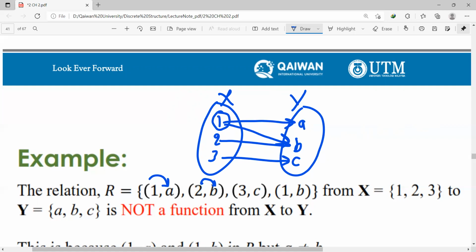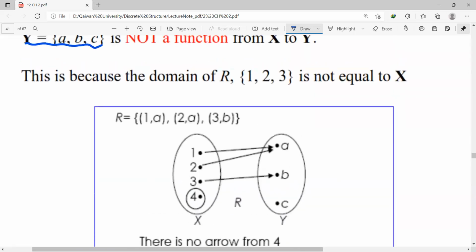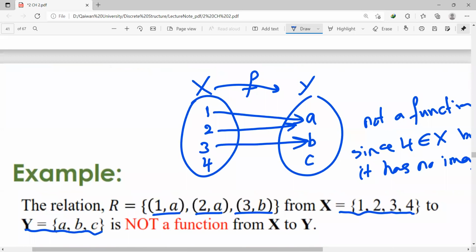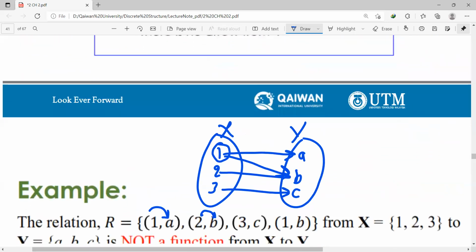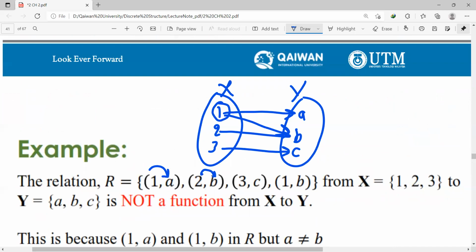We say a relation is a function if it satisfies two conditions. First, there is no element in X which has no image. The second condition is that all elements in X have only one image. We have these two conditions for a relation to be a function.